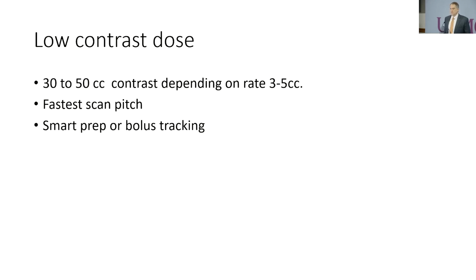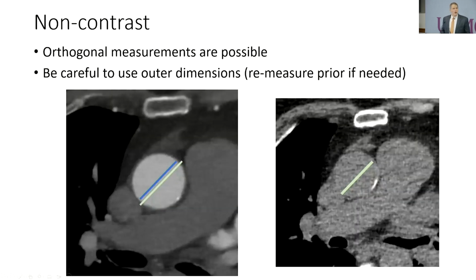I mentioned we have low contrast dose protocols. Our regular protocol will be somewhere between 70 and 100 cc's of contrast. We'll skinny that down to 30 to 50 cc's in patients with renal compromise. We're still using the fastest scan pitch and smart bolus tracking to make sure that we're minimizing contrast dose. We also do some imaging non-contrast, so we will actually gate the scan and image them non-contrast.